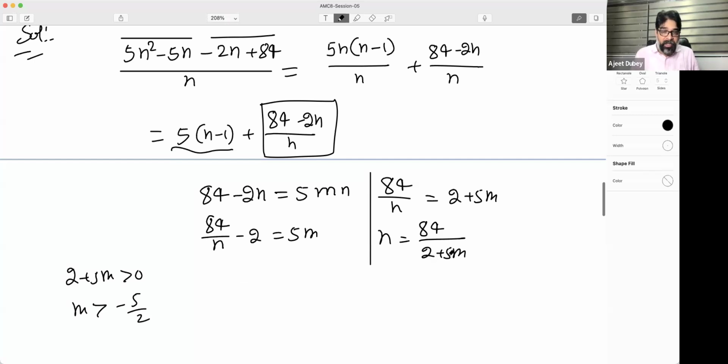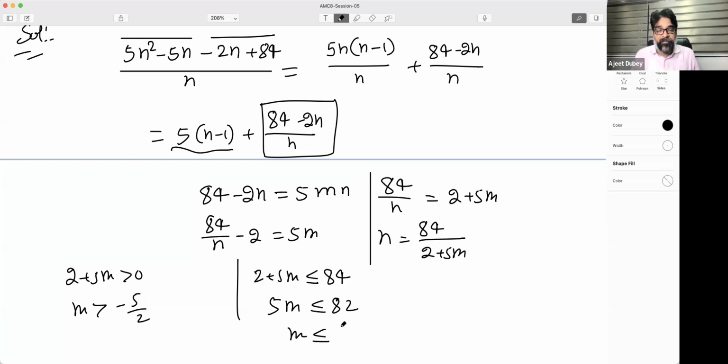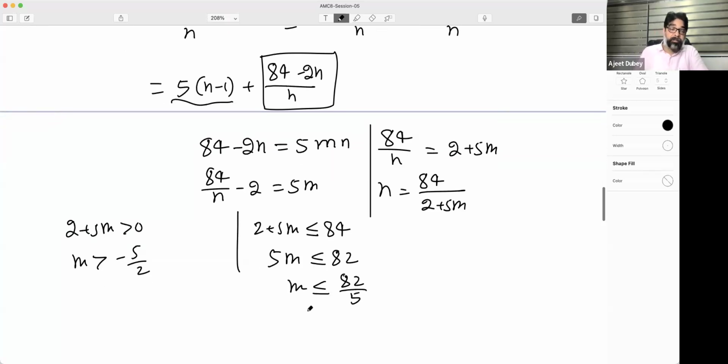As well as this quantity should be less than 84. 2 plus 5m must be less than or equal to 84, because if this is bigger than 84, this will become a fraction. Means 5m must be less than or equal to 82, or you can say m must be less than 82 by 5. But m is an integer, so we can simply say that m should be less than or equal to 16, because 16 times 5 is 80, and it must be greater than or equal to 0, no problem.